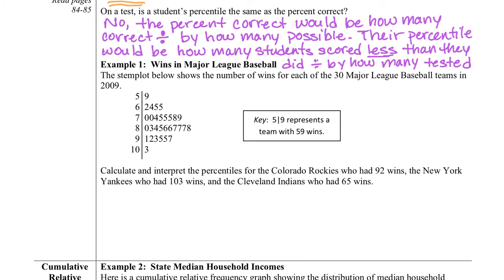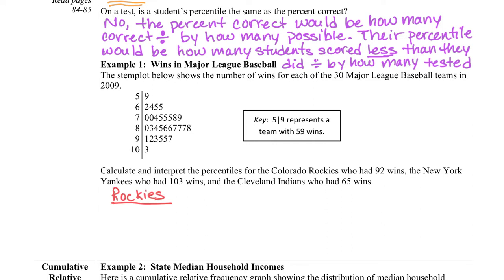We've got an example here of Major League Baseball. We've got a stem plot that shows the number of wins for each of the 30 Major League Baseball teams in 2009. We want to calculate and interpret the percentiles for the Colorado Rockies, who had 92 wins, the New York Yankees, who had 103 wins, and the Cleveland Indians, who had 65 wins. So let's take a look at our stem plot here.